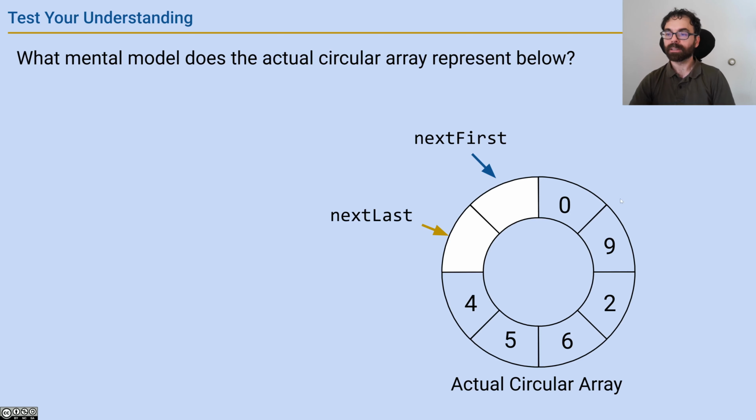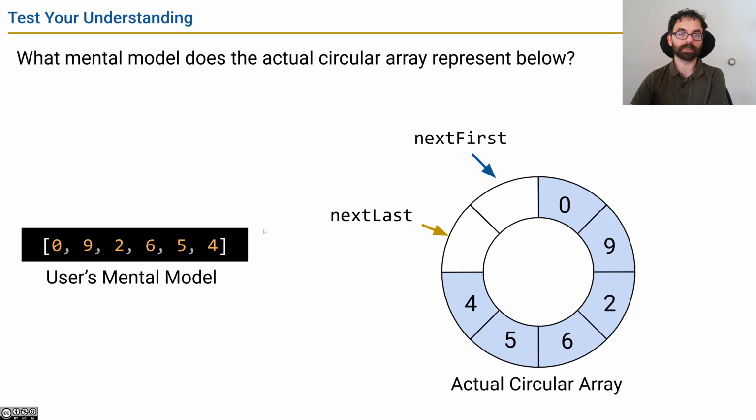Okay, so remember that we were always reading in a clockwise manner, and that the first real item is always right after next first. Okay, so the array in this case, or the list I should say, is 0, 9, 2, 6, 5, 4. Okay, so great. We see that there's a clear mapping that given a user's mental model, we can create the appropriate actual circular array, and vice versa. Given an actual circular array, we know what the user's mental model is.